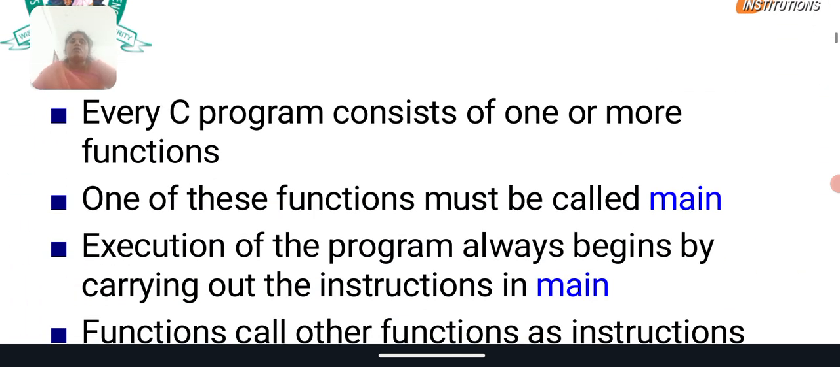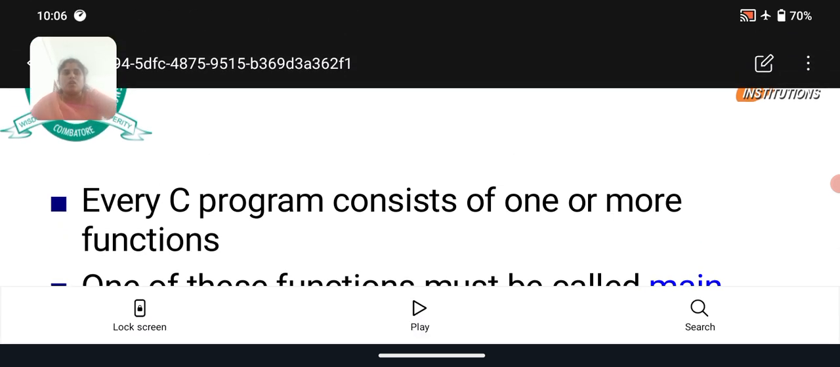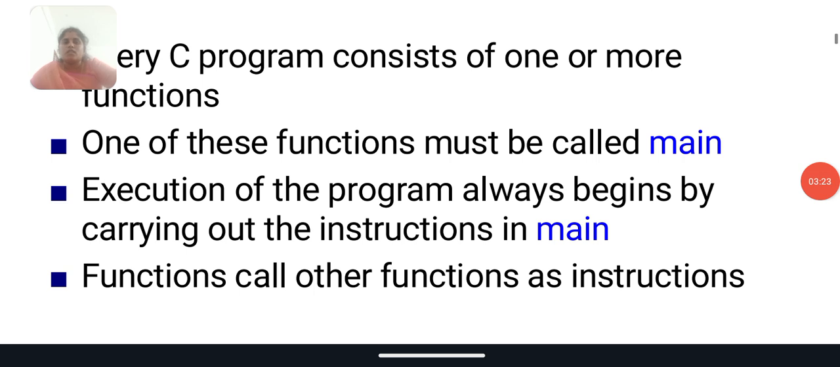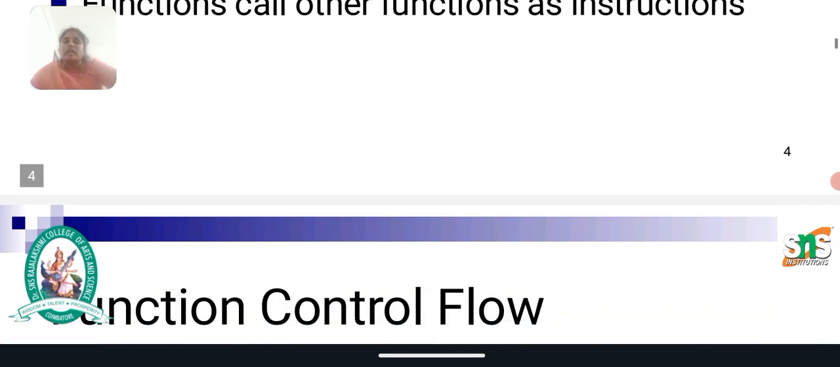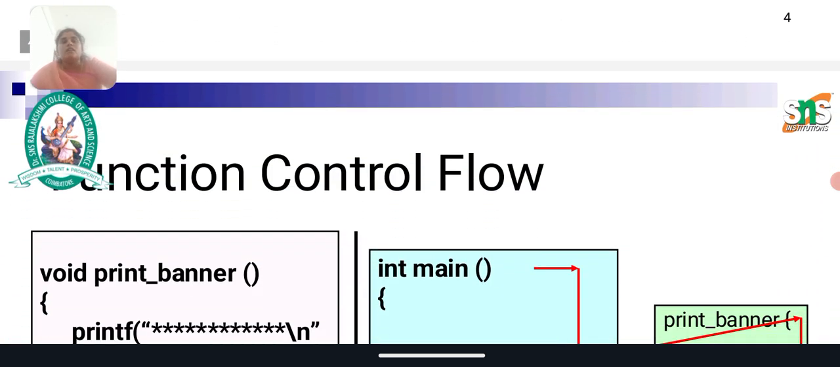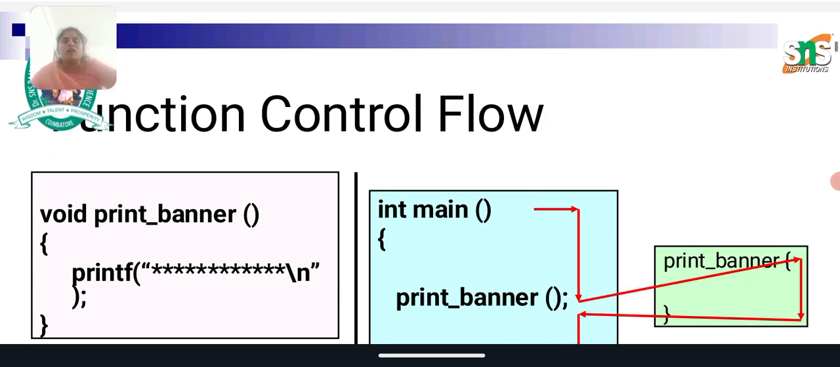Every C program consists of one or more functions. One of these functions must be called the main function. Why is it called the main function? Because execution of the program always begins by carrying out the instructions in the main program. Functions can call functions as an instruction. So a function can be called inside another, it can be called again and again, and in some cases it can even call itself.